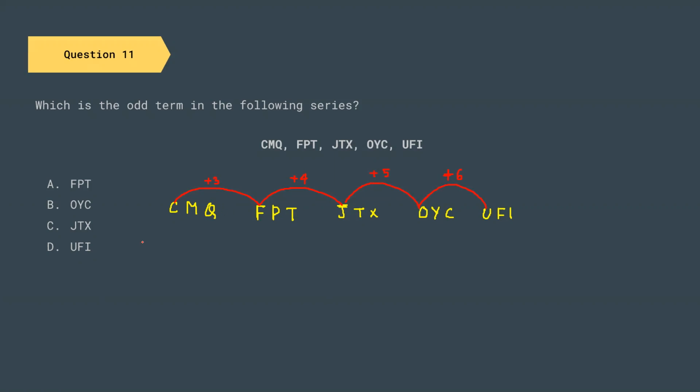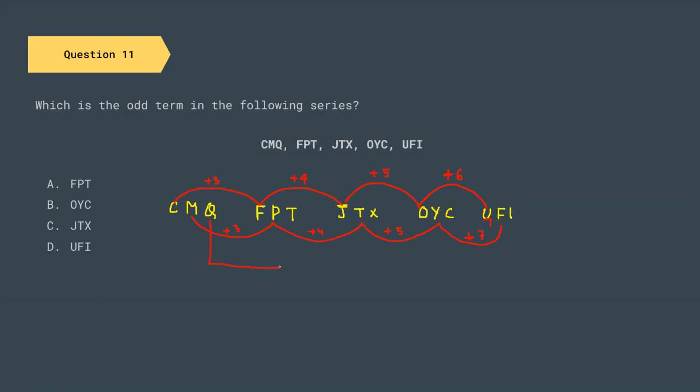Now let us look into M here. So M to P, that is again plus 3. Then P to T, this is again plus 4. Then T to Y is plus 5. And Y to F is plus 7. So something looks weird out here. So now let us try the next and the last one.